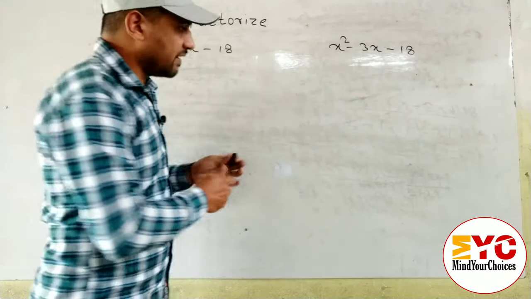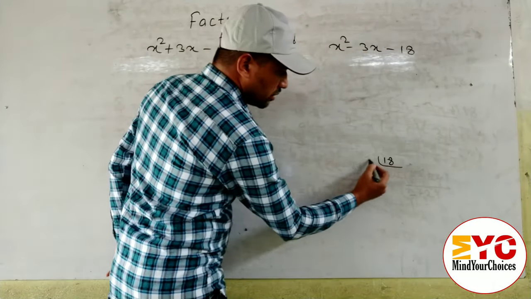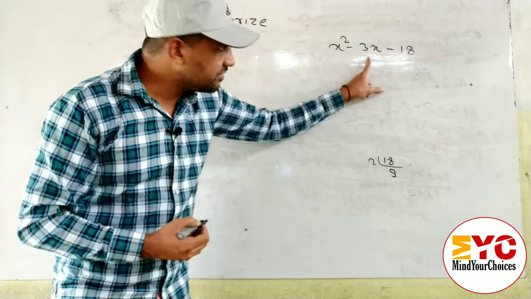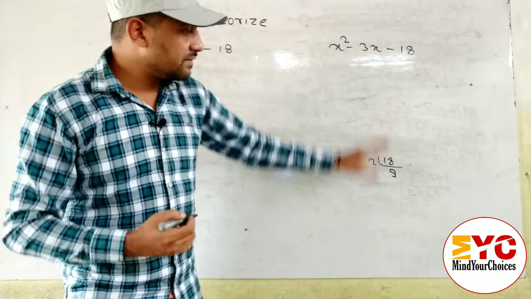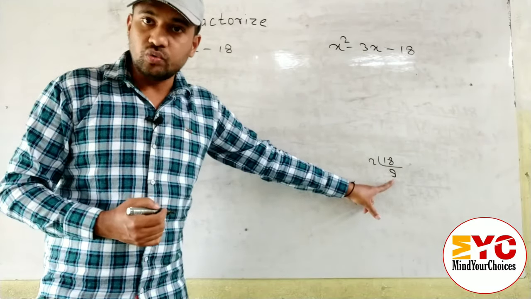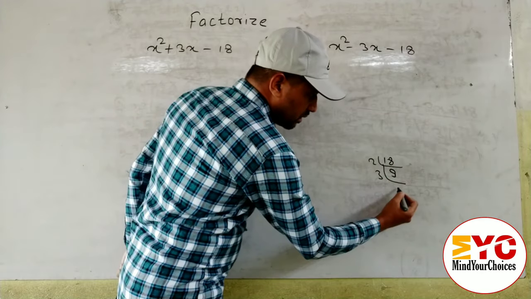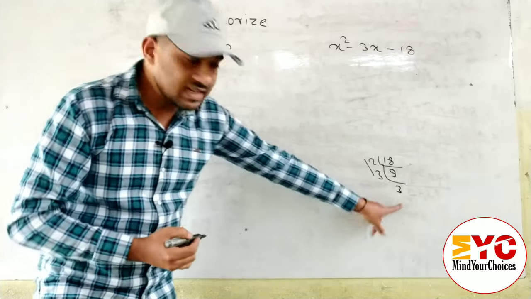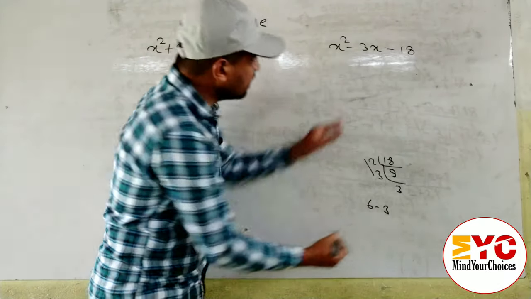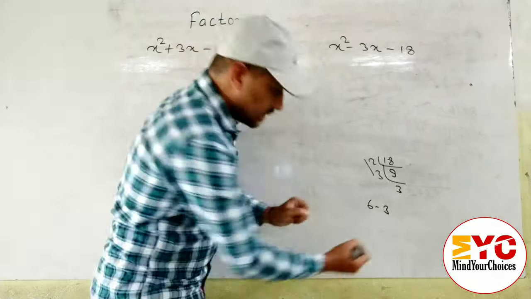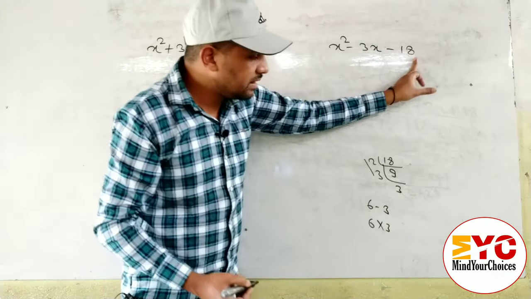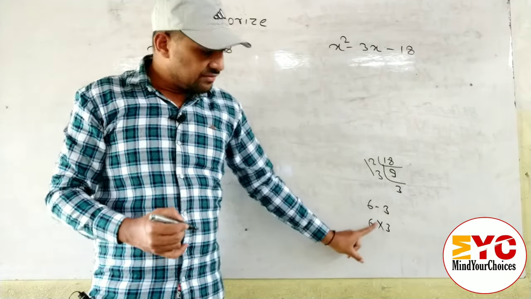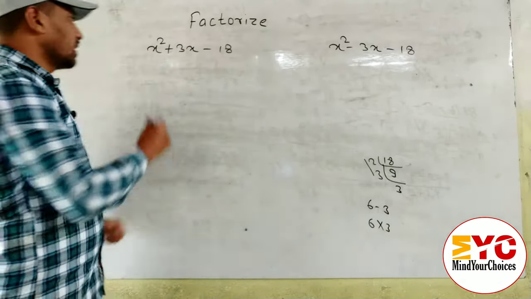If you don't know, you have to find factors like this. 18, two nines are 18. When you subtract, we get 7, not 3. So we have to try again. 3 sixes are 18. 6 minus 3 is 3, and 6 into 3 is 18. So while subtracting we need 3, and while multiplying we need 18. The factors are 6 and 3.